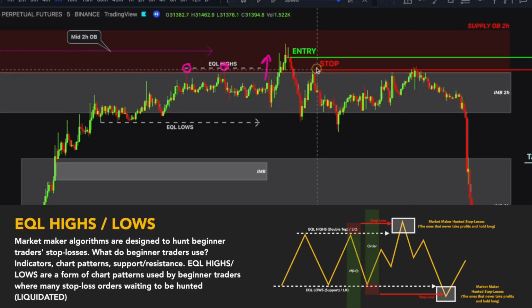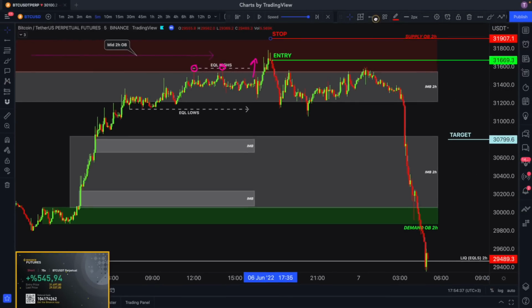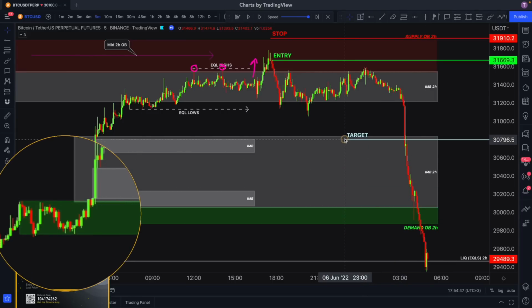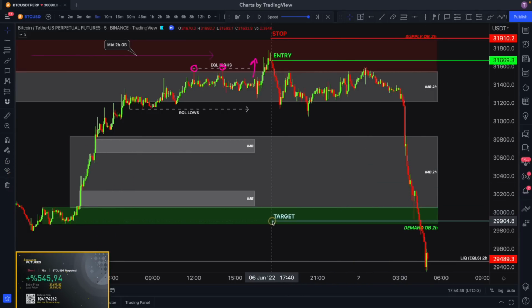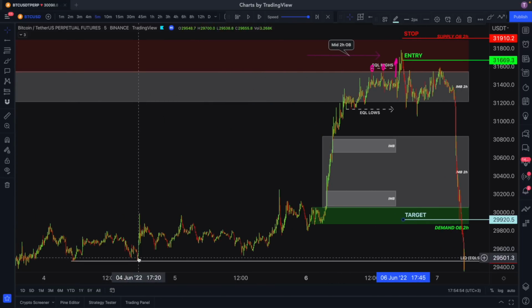My stop loss was above the order block. It was the safest place in my mind. I had two targets, this demand area with a large imbalance and another target that equal lows liquidity for the market maker. And it worked really well, as you can see.